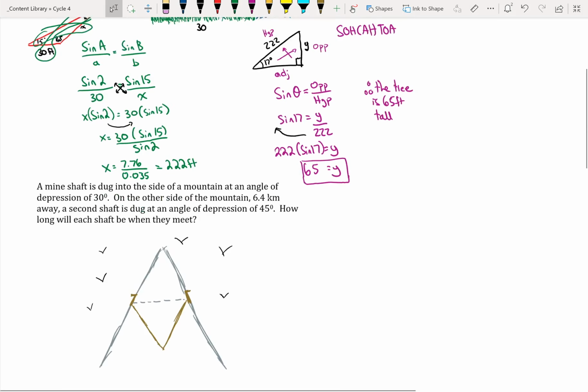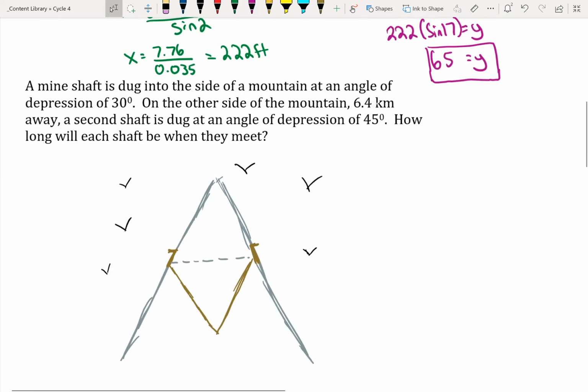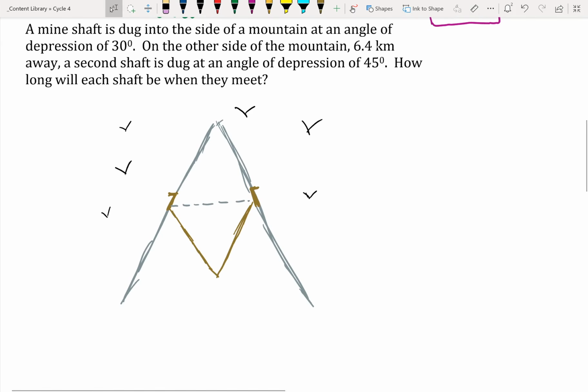So what I'm going to do, I'm going to at least fill in the information to get you started, and you're going to have to do the calculations on your own, because again, the biggest part here is just being able to draw the triangles.